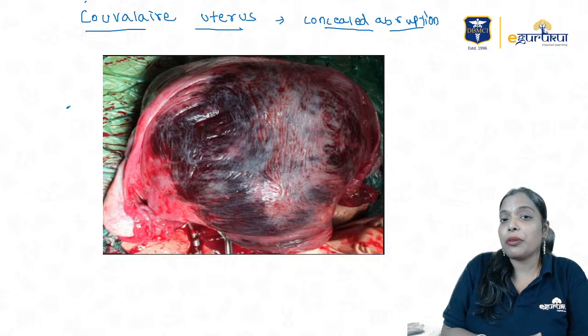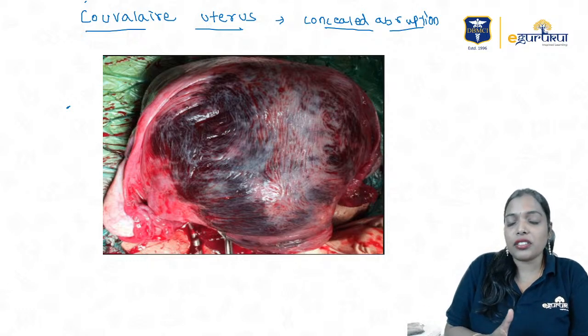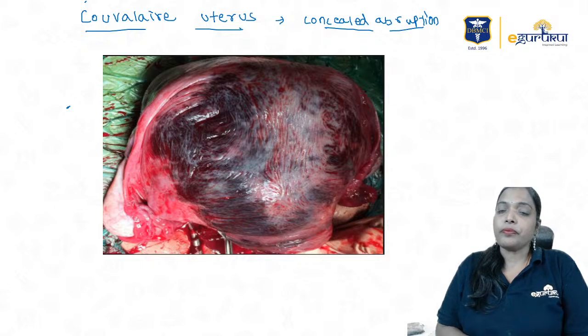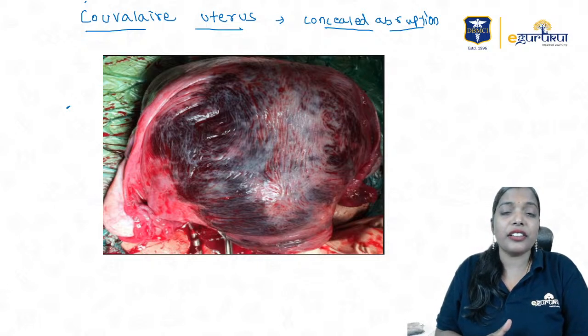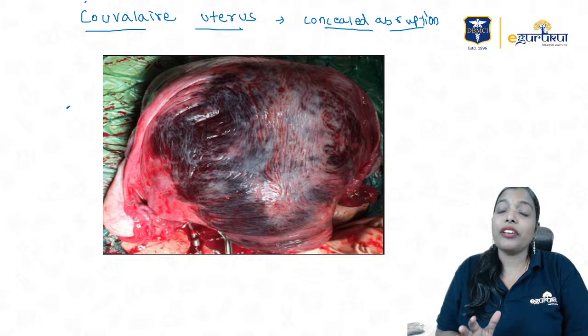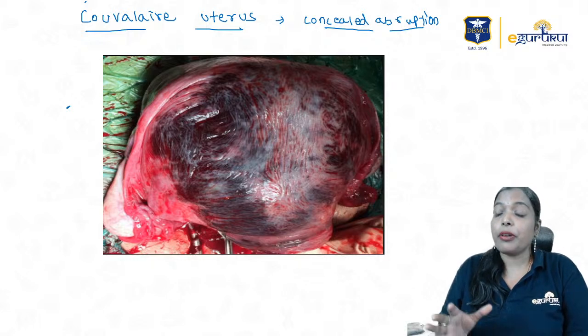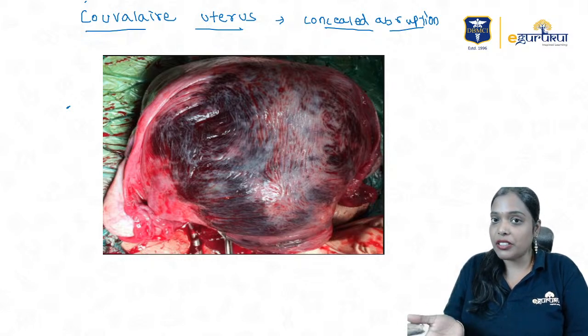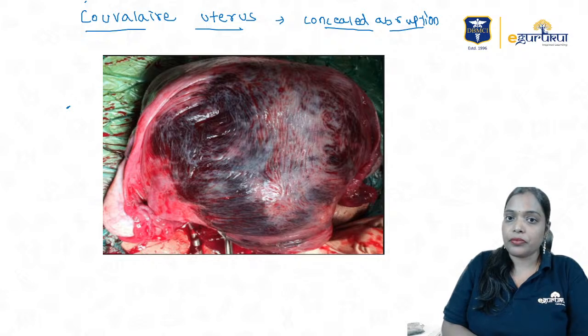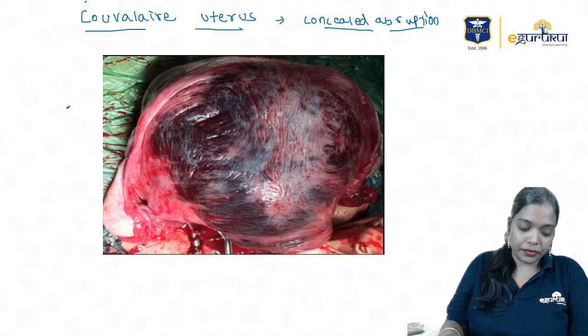So in placenta previa, when you diagnose it in the first trimester, you can wait and watch. Why? Because with the growing uterus, the placenta can also come up. Okay? Yes, excellent.